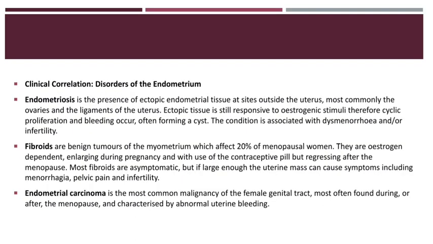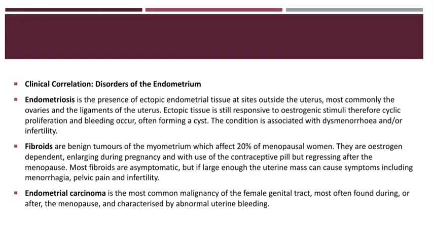Clinical correlation: disorders. Endometriosis is the presence of ectopic endometrial tissue at sites outside the uterus, most commonly the ovaries and the ligaments of the uterus. The ectopic tissue is still responsive to estrogenic stimuli, therefore cyclic proliferation and bleeding occurs, often forming a cyst. The condition is associated with dysmenorrhea and or infertility.